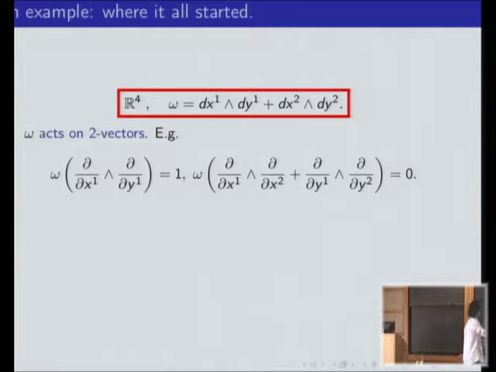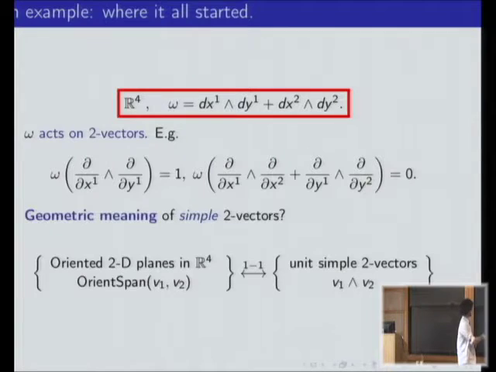Such an object is what I call a two-vector, elements of the exterior two algebra. And for the moment, this is just an algebraic thing. You can compute the action of omega on any such vector. If you now restrict to what is called a simple two-vector, which means a vector of this form, so this is simple because you can write it as a vector wedge another one, while this is not a simple one. If you restrict to those vectors here, you can give a geometric meaning to the action of omega.